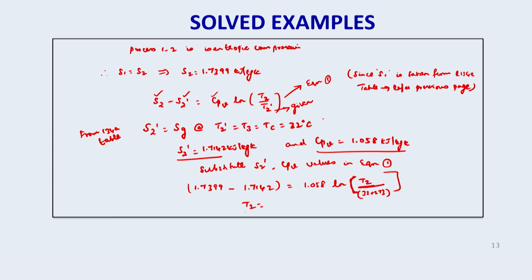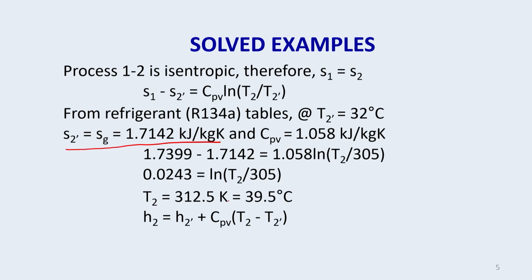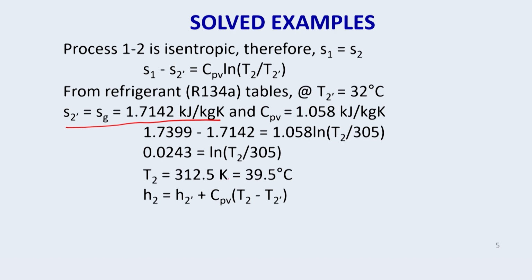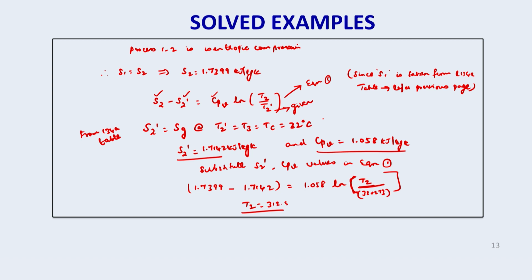So solving, we will get T2. If you see the calculated value of T2, it is close to 40 degrees centigrade. Exactly it is 39.5. That is, T2 is 312.5 Kelvin, which is nothing but 39.5 degree centigrade. So this is the value of T2.